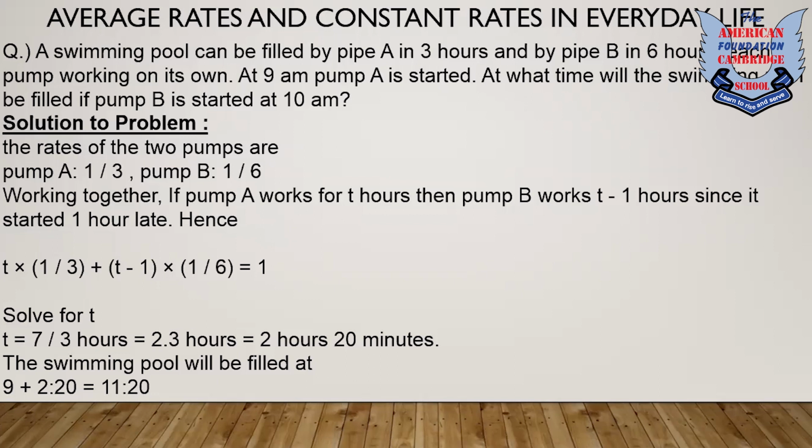So you have to compare pipe A and pipe B. What we'll do, the rates of the two pipes are pump A 1 upon 3, clearly, and pump B 1 upon 6.